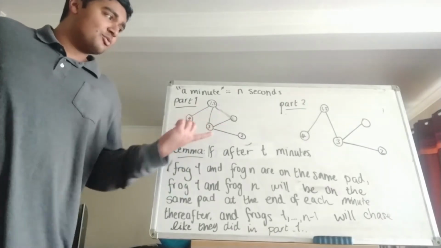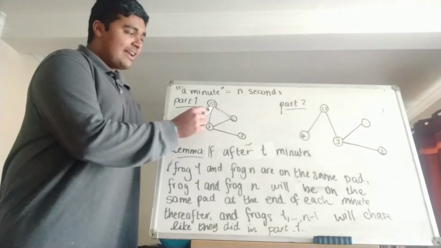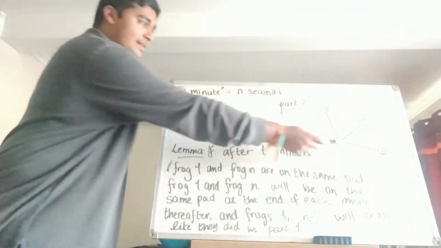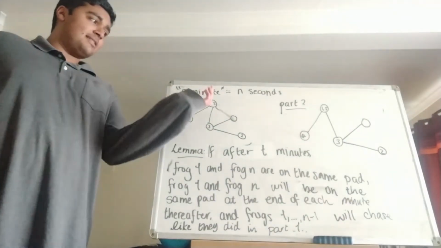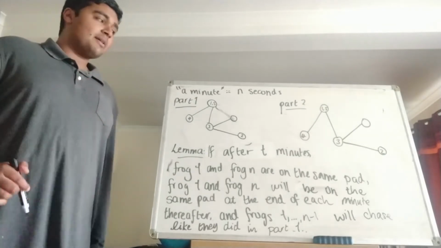So I've drawn two copies of the same graph, and this is a case, I guess, n equals 5, and I put 1 and 5 on the same lily pad like so, and 4, 3, 2 like so, and of course we'll have a blank lily pad because there are 2 on the same one. Now what we would have in part 1 is that all the frogs jump at the same time.